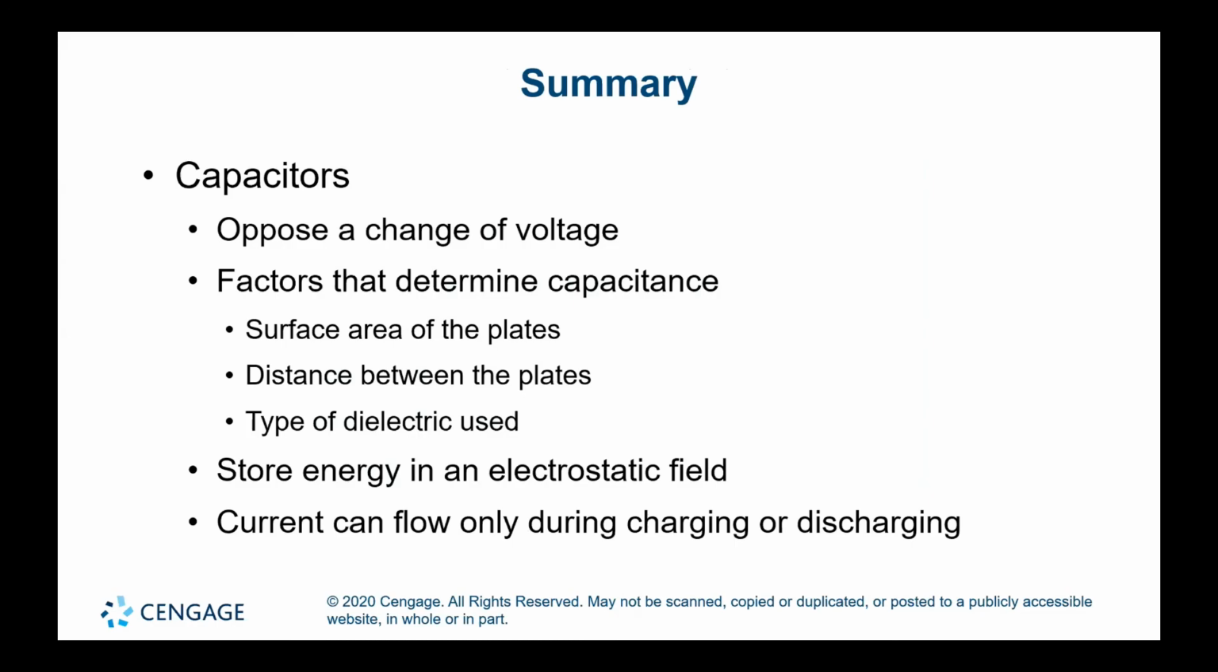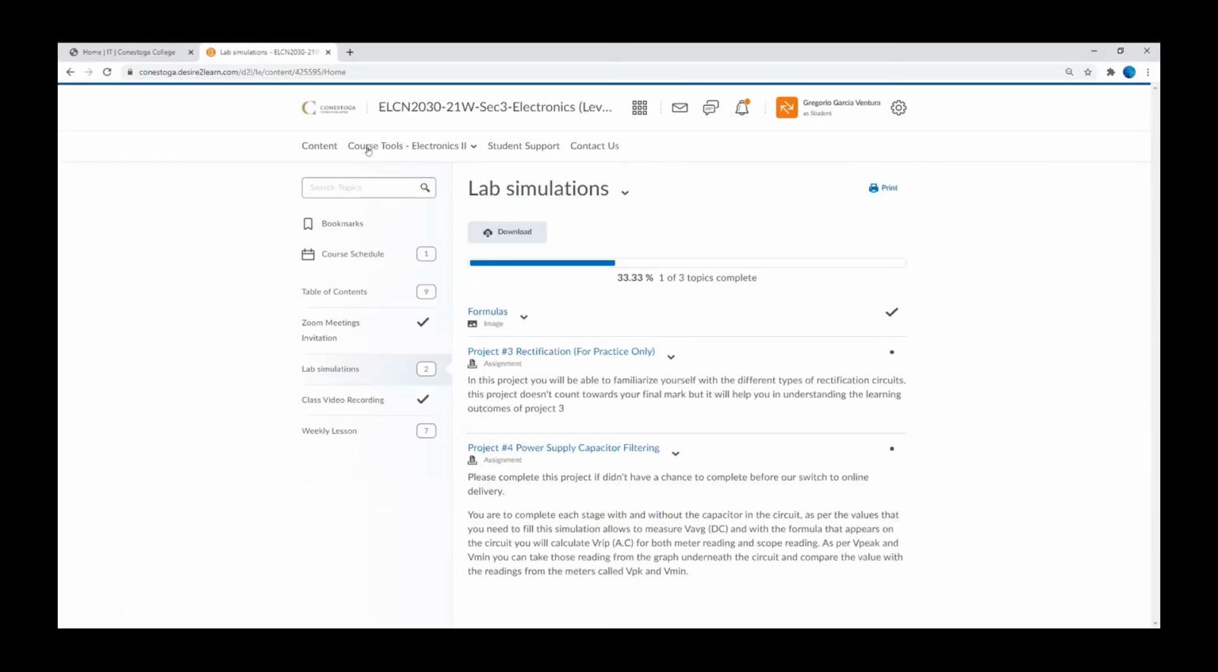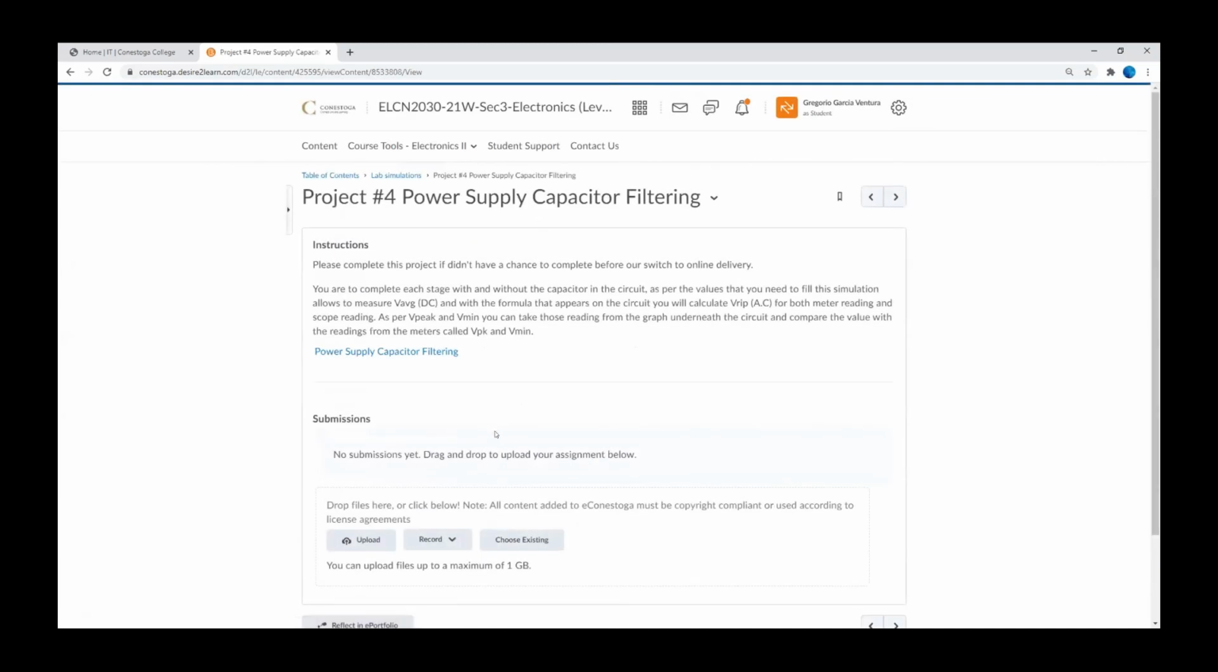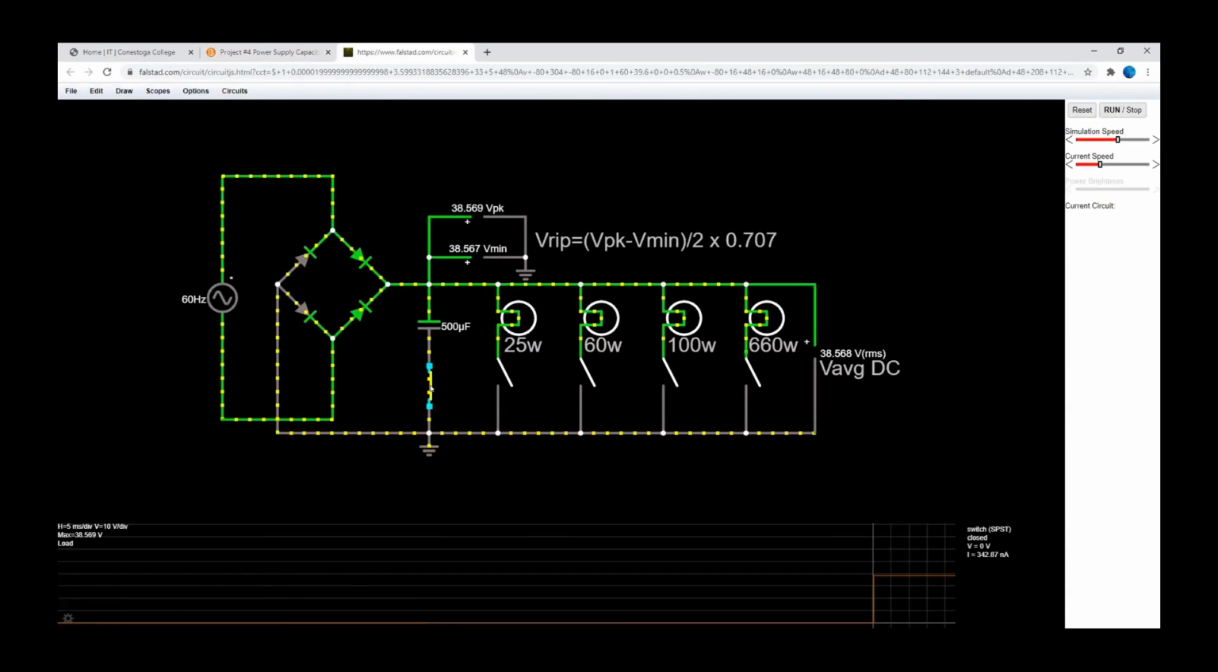Make sure, whenever you have a chance, to go back to Content. Under the content, you see a tab called Lab Simulations. Under Lab Simulations, you can also see project number 4, and that's what I was using this morning. As soon as you click on this link, it's going to open FileStat for you, and you're going to be able to do your simulations. And you can play with it.